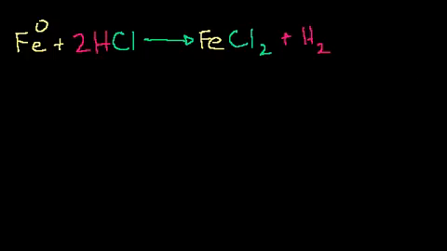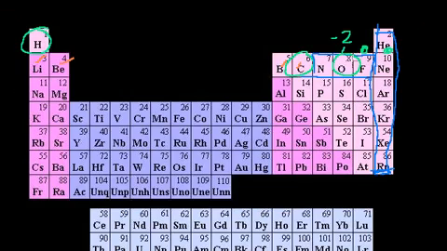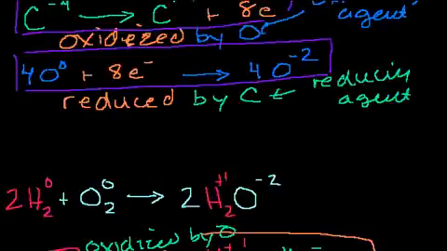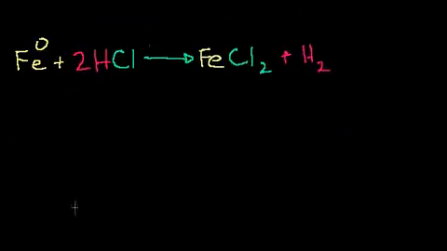Hydrogen with chloride. Chloride's a halogen. Halogens love to take electrons. They love to take 1 electron. They typically have a -1 oxidation state. So the chlorine is going to have -1. The hydrogen is going to be +1. Add them together, you get a neutral compound. Fair enough. Now you go on this side.